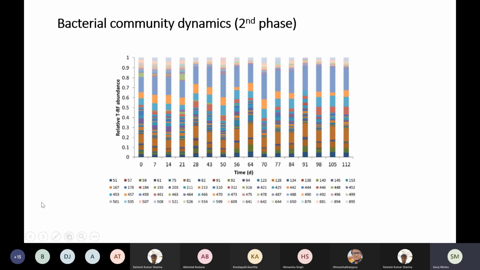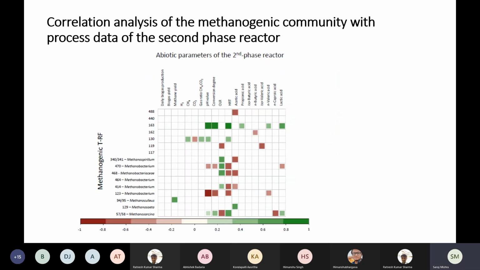So again, just to give you an overview, the bacterial community dynamics was also investigated in the second phase of the reactor, which is the one where you have the acetogenesis and you have methanogenesis. So again, to give you an idea of how this time profiling can be done.